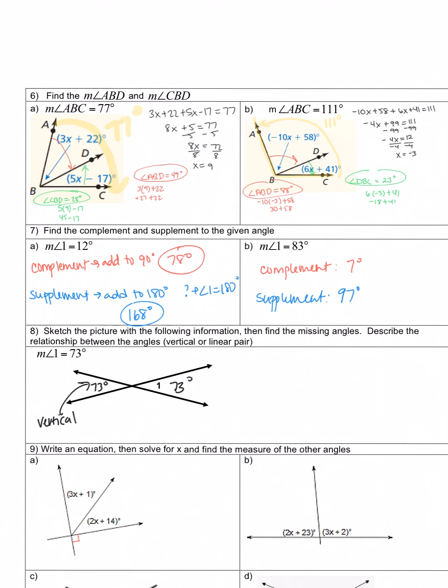Okay, this angle, we can call it angle 2, plus angle 1, they add up to make a linear pair. Because they make a straight angle, so together they add to 180 degrees. So 180 minus 73, this angle has to be 107. Because together, these make a linear pair. And by vertical angles, I can determine this is also 107 degrees. So we can kind of hop around to find out how much each angle is.